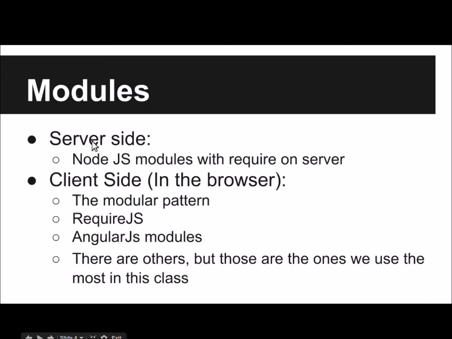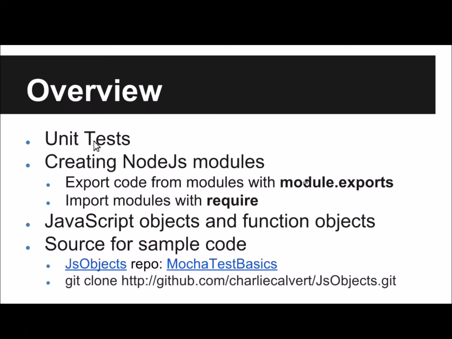We're going to look at unit testing. We're going to look at creating Node.js modules, okay? We're going to learn how to export code from the modules with module.exports and import modules with require. We're going to learn how to build JavaScript objects and build JavaScript functions that are easy to test and that are structured correctly. And we're going to have a place where you can find the example code that we're talking about here. And of course, you pull it from the JS objects repository.